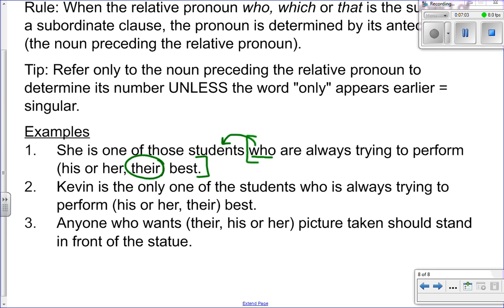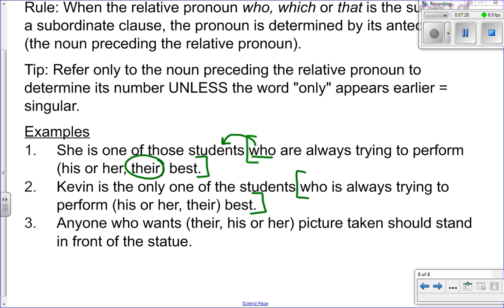Also, think about the context of the sentence. It says she is one of those students, so she's one of a group. The multiple students are always trying to perform their best. Now, if you look at the second sentence, Kevin is the only one of the students who is always trying to perform his or her or their best. So I have the same subordinate clause, who is always trying to perform his or her or their best.